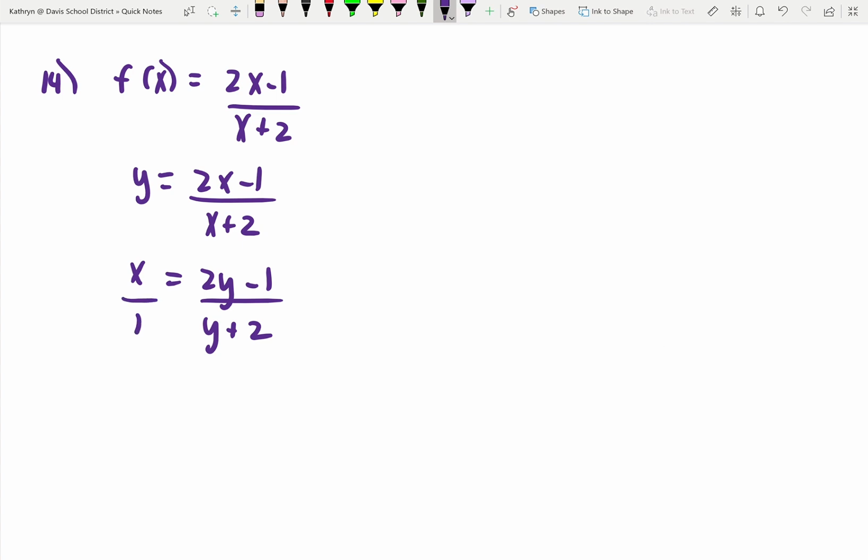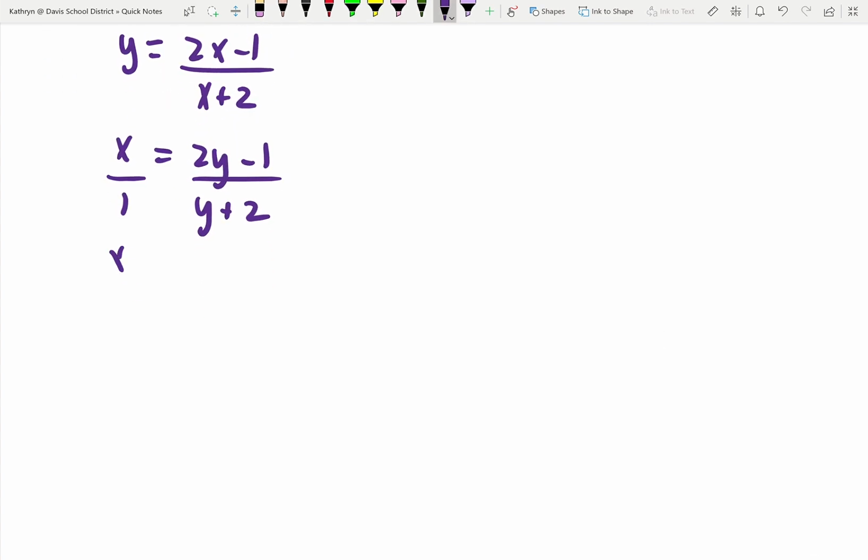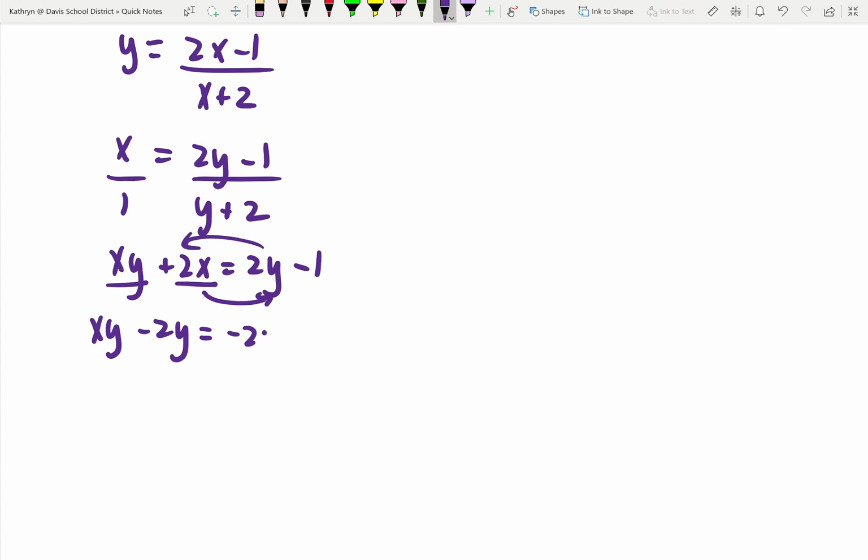And then I cross multiply. So I'm going to get xy plus 2x equals 2y minus 1. Remember that I'm solving for y's. I have y's on both sides of the equation, so I got to get those together. So I'm going to go xy, that guy stays. This 2y comes over here and I get minus 2y. This 2x comes that way and I get negative 2x minus 1.